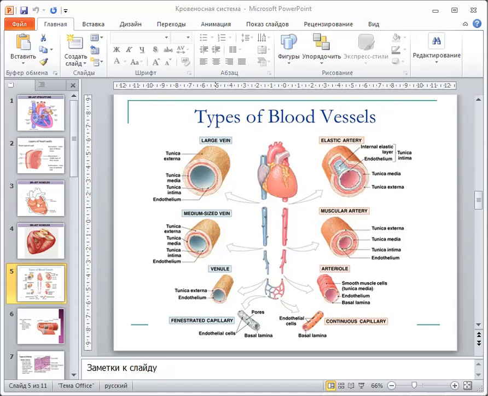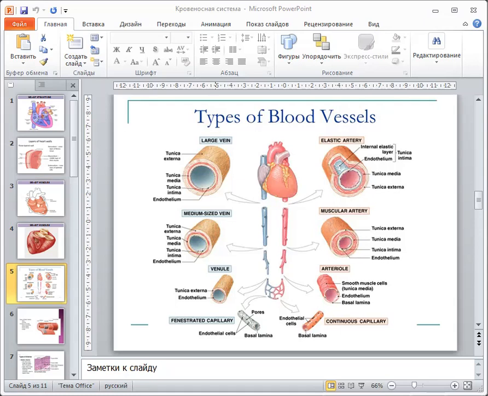This shell prevents the vessel from hyperextension and gaps. There are nerve trunks and small blood vessels located in it.